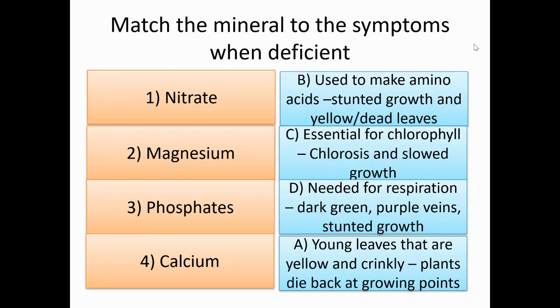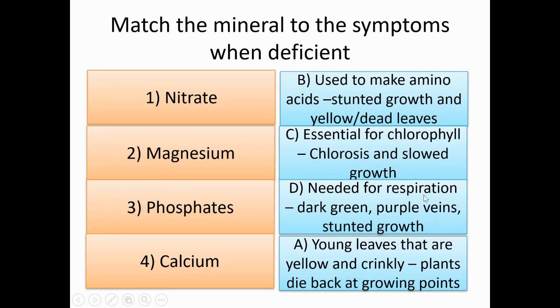Okay, welcome back. Here are your answers. So nitrate deficient will mean that it cannot make amino acids, which would lead to stunted growth and yellow or dead leaves. Being magnesium deficient, we know magnesium is essential for chlorophyll, so there will be chlorosis and slowed growth.